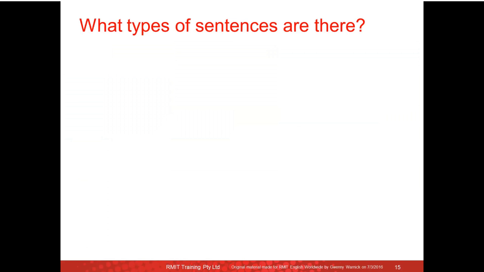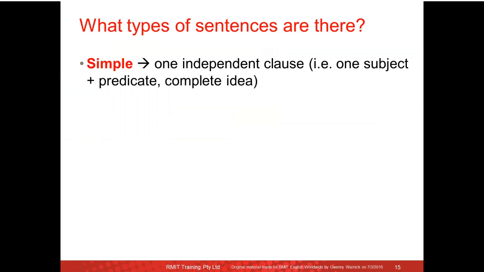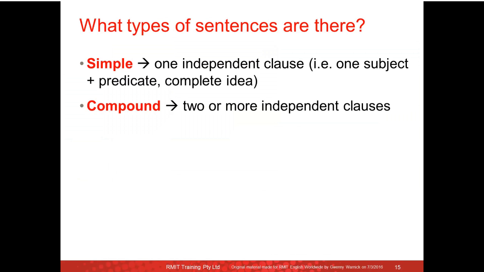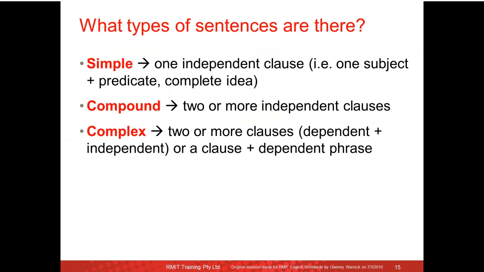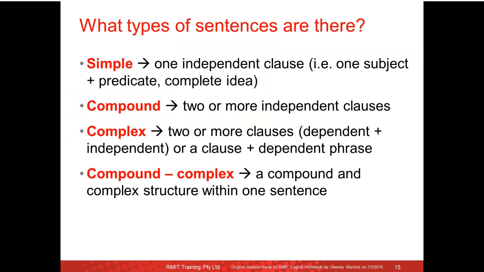Can you remember the different types of sentences? Simple is one independent clause, in other words, one idea. Compound allows you to join two ideas together by connecting two or more independent clauses with a fanboys or maybe a pair of coordinating conjunctions. Complex is two or more clauses, but one of them is dependent. And we can also connect a dependent phrase to an independent clause. Lastly, you can actually connect these last two into one structure. For example, if I use but and because in one sentence, I've created a compound complex structure.